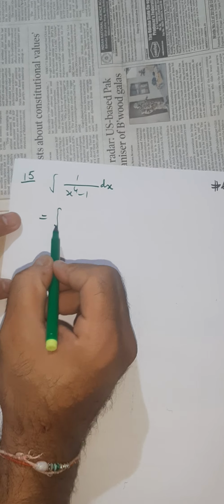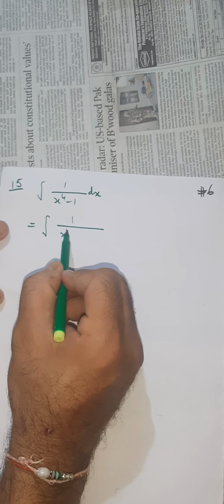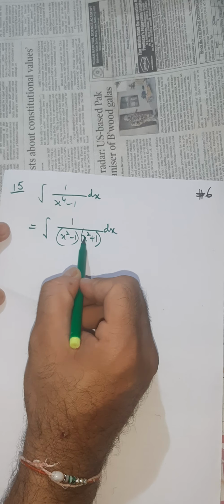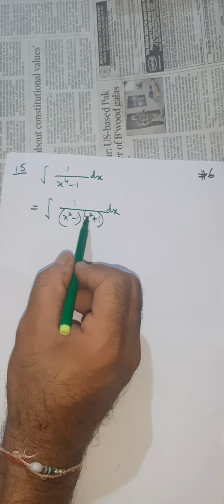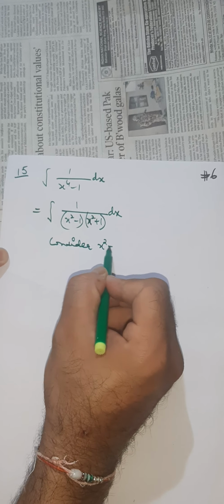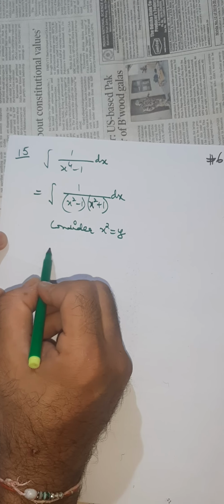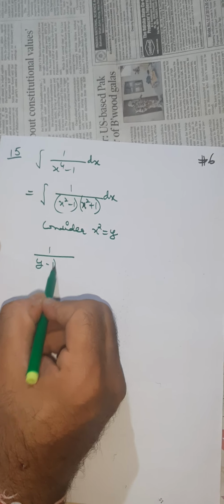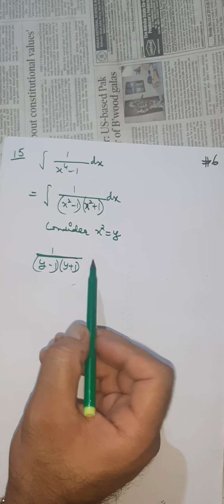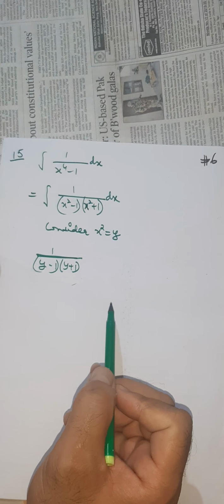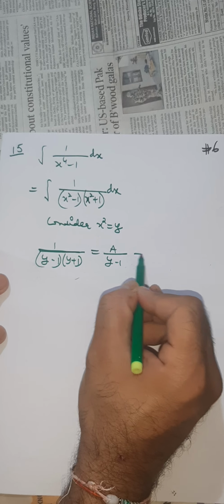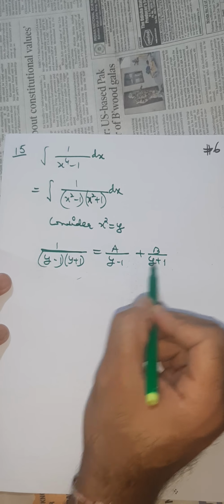So here you can factorize like this, x square minus 1 into x square plus 1. Now everywhere you have x square, so you can consider x square equals y. This is not a substitution, this is like a new variable. So what will we get here? Y minus 1 into y plus 1. This is just for the partial fraction method. We'll not convert the integral into dy, remember. Now how will we do this? One constant upon y minus 1 plus another constant upon y plus 1.